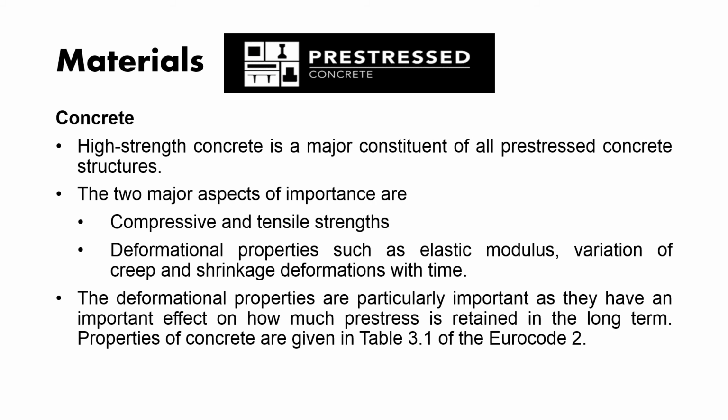So what are the materials? First, concrete. The concrete used must be high strength. It is a major constituent of all prestressed concrete. The two major aspects of importance are first, the compression and tension strengths. Second are the deformation properties, such as the elastic modulus, creep, shrinkage, and deformations with time. The deformation properties are particularly important as they have an important effect on how much prestress is retained in the long term. The properties of concrete are given in Table 3.1 in Eurocode 2, so you can refer to that table.